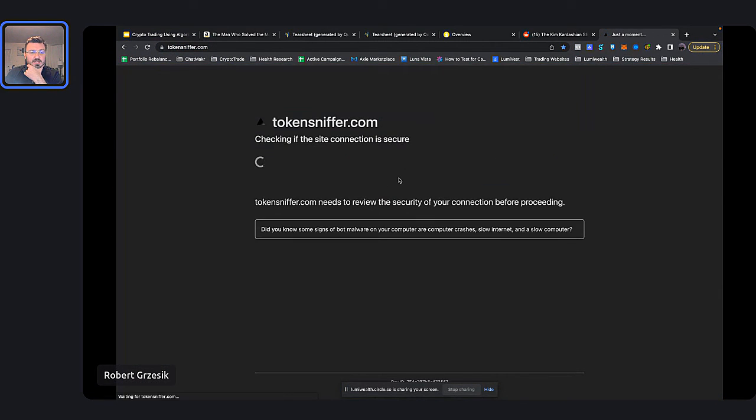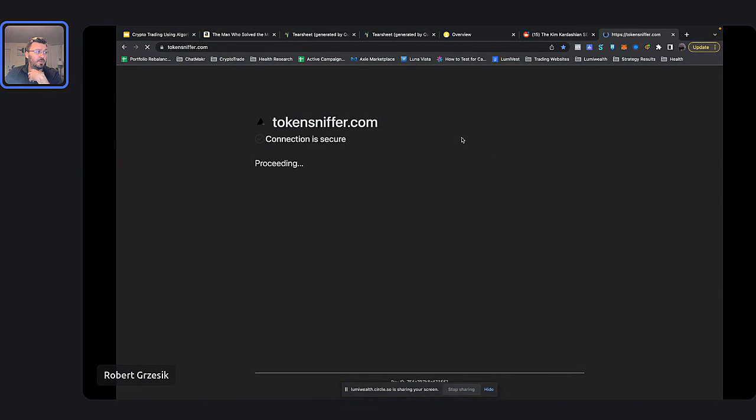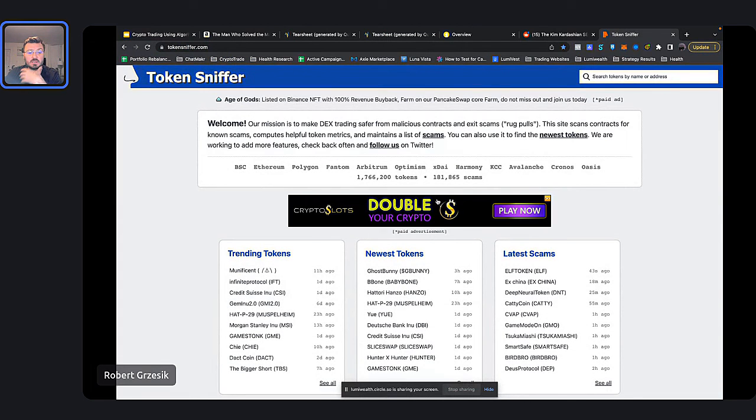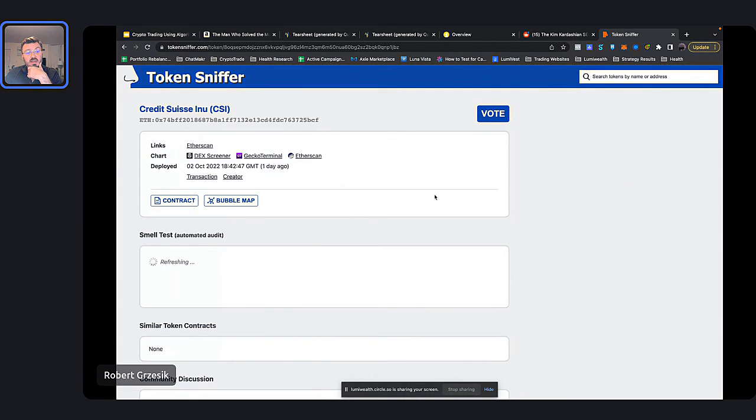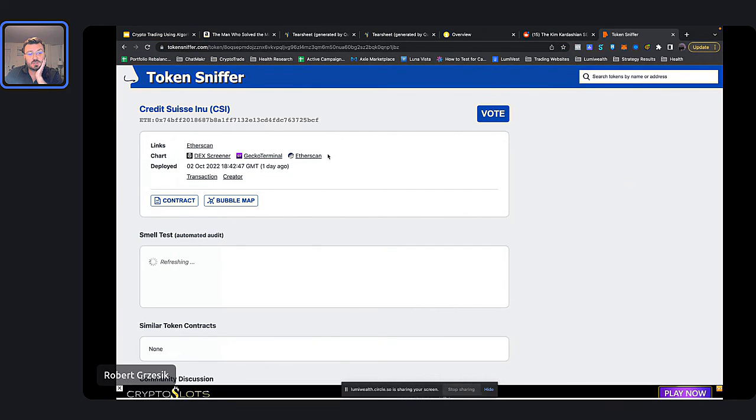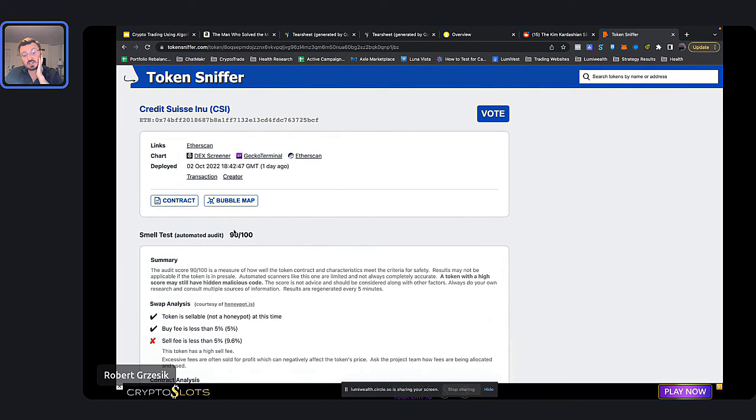You can go to this website and it basically will help you determine these smaller coins. Are they a ripoff or not? Are they trying to scam you or not? So Credit Suisse Inu, that sounds like a scam, but let's go in here. We could check it. Smell test is actually not bad, 90 out of 100, surprisingly.